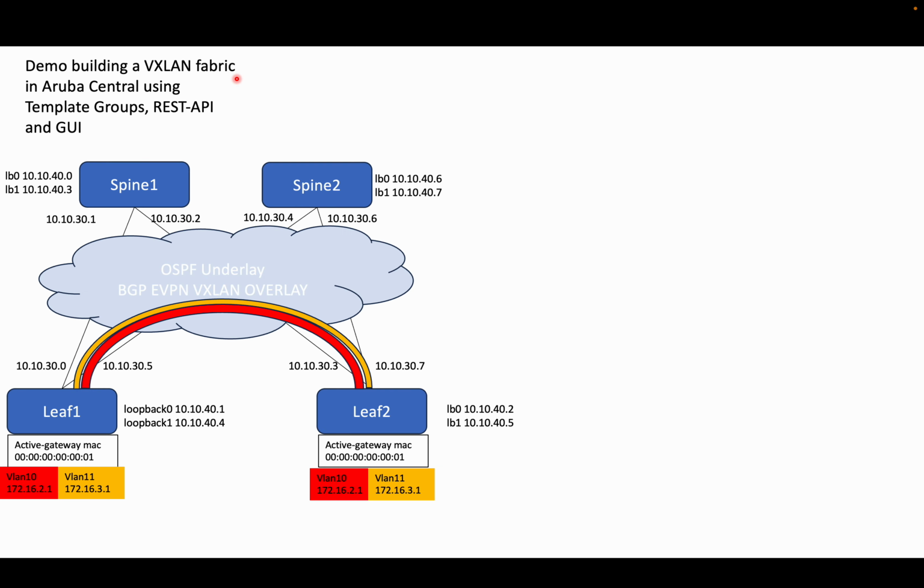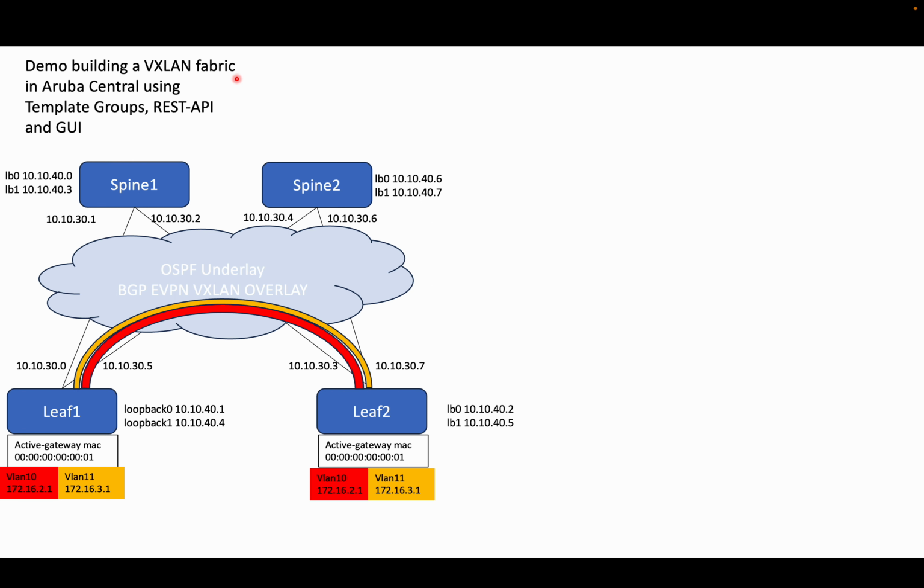Okay, it's time to show how you configure a BGP EVPN VXLAN fabric in Aruba Central. And I will be using template groups, REST API, and the Aruba Central GUI. This is the environment I have or plan to have after the configurations are done.